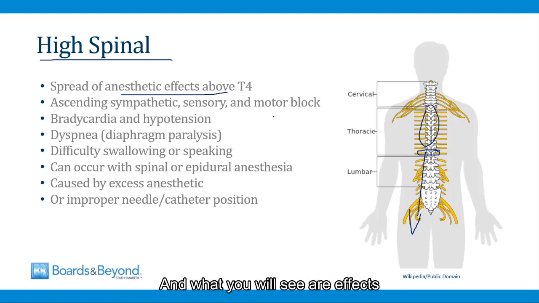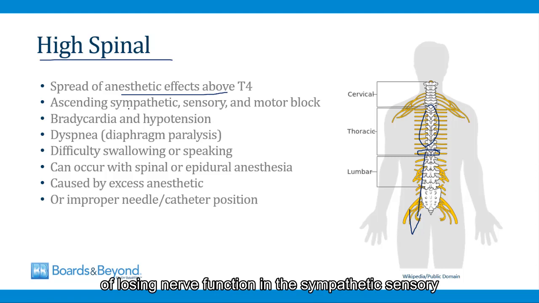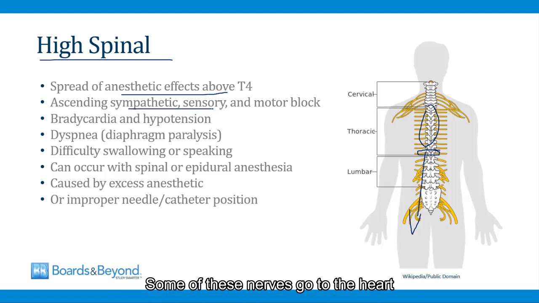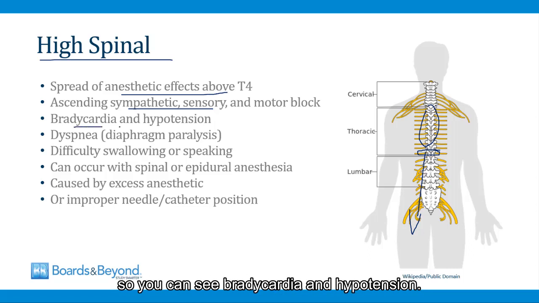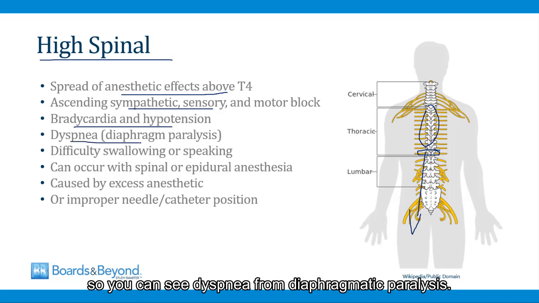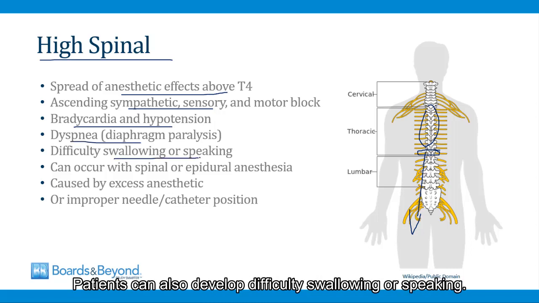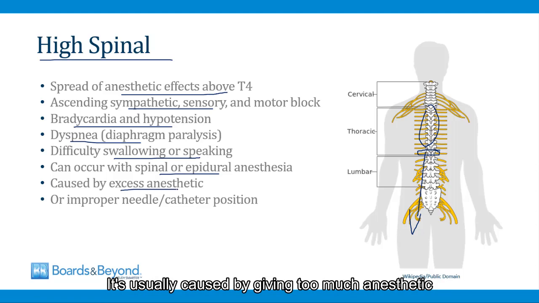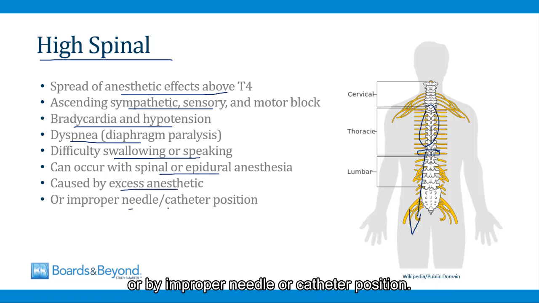And what you will see are effects of losing nerve function in the sympathetic, sensory, and motor nerves of the upper thoracic region. Some of these nerves go to the heart, so you can see bradycardia and hypotension. Other nerves go to the diaphragm, so you can see dyspnea from diaphragmatic paralysis. Patients can also develop difficulty swallowing or speaking. This can occur with a spinal or epidural anesthesia. It's usually caused by giving too much anesthetic or by improper needle or catheter position.